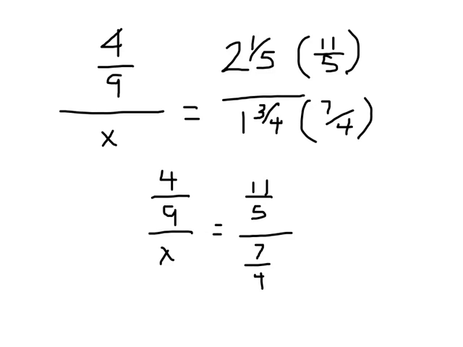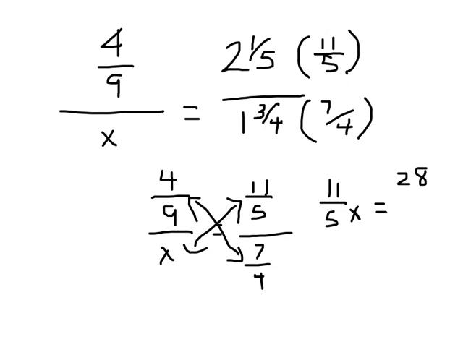Now, in proportions and ratios, you know that you cross multiply to solve for x. When I do that, I get 11/5 x equals 7 times 4 is 28, and 9 times 4 is 36. Then I've got to get rid of this 11/5 so I can get x by itself, so I'm going to multiply by the reciprocal, which is 5 over 11. I get rid of that. x is now by itself, which is what I wanted.